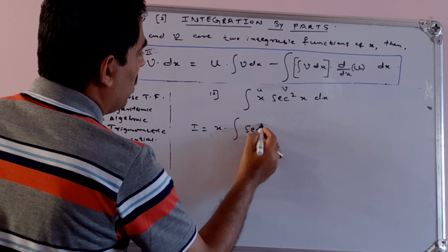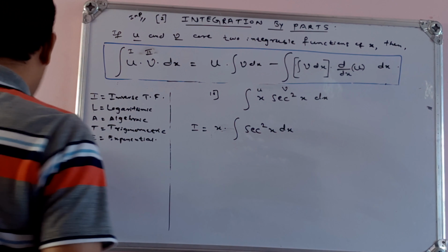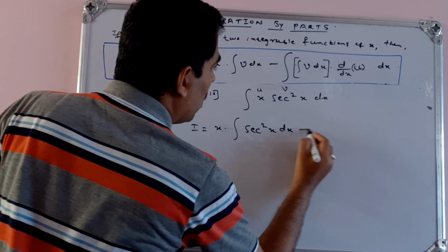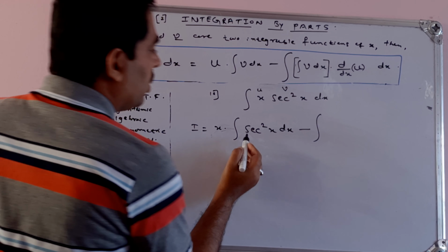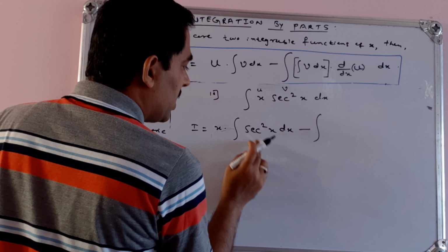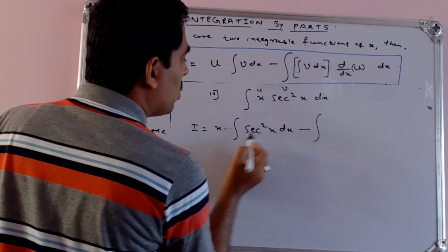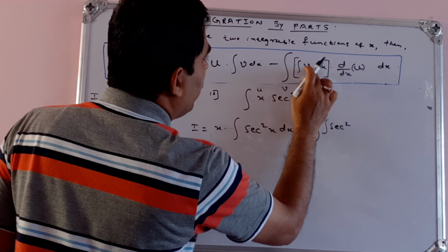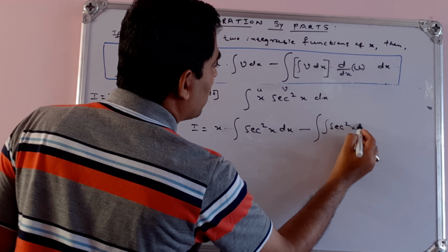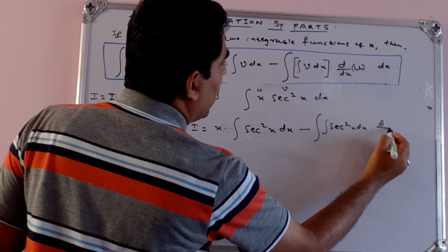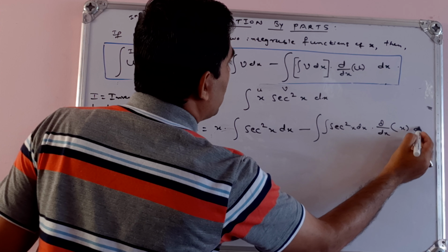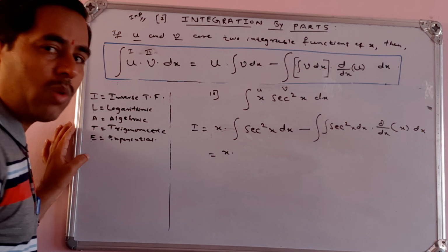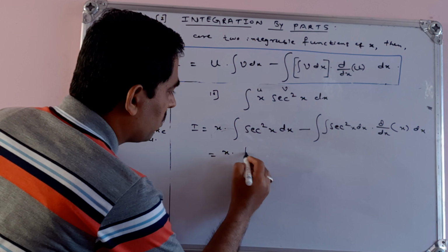into the integration of the second function, minus the integration of the integration of v, that is the integration of secant square x. So for the integration of secant square x, I will write the integration of v dx. You observe this formula: the integration of secant square x dx into, I will write the derivative of the first function. The first function is x. I have selected x as the first function. x into, the integration of secant square x is what? The integration of secant square x is tan x.